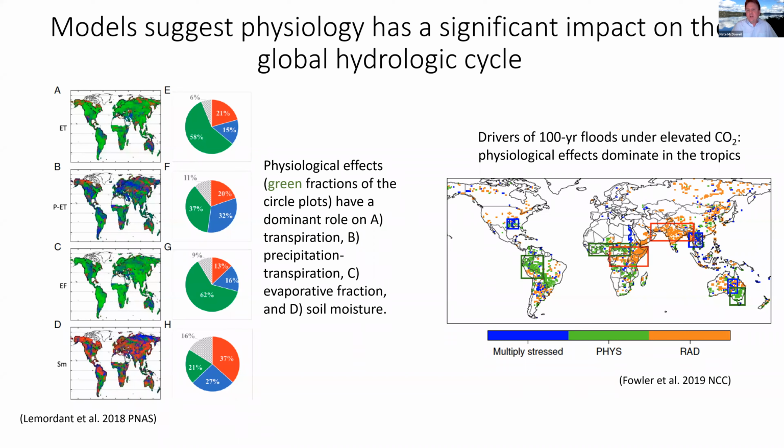The figure on the right is another example of big 100-year floods being a lot more likely under elevated CO2 due to the physiological effects, especially in the tropics. So again, if you look at just the physiological impacts in the green bars, you see that has large impacts in some areas, whereas radiative effects are more dominant, perhaps in semi-arid areas.